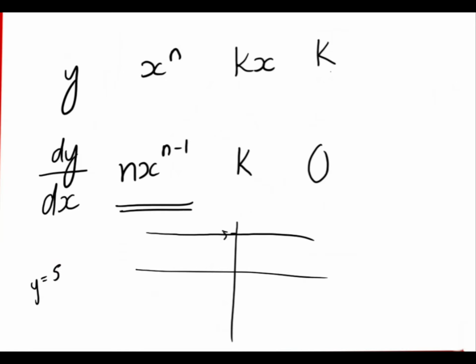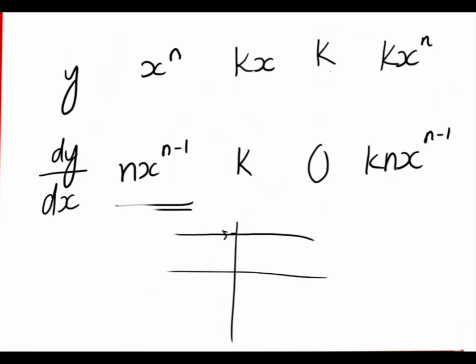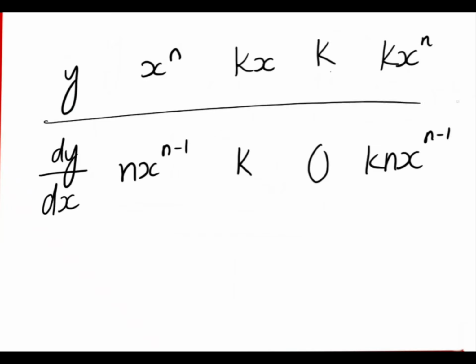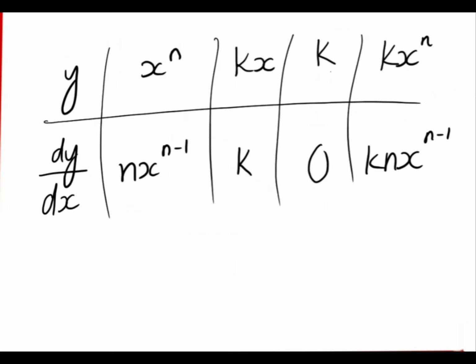Okay, and the final rule to know is kx to the power of n differentiates into knx to the power of n minus 1. So this table, if you keep this in mind, it means that you should be able to differentiate any equation that comes to you. But don't worry, we're going to go through some examples together, but you can always go back to this table to remind you.